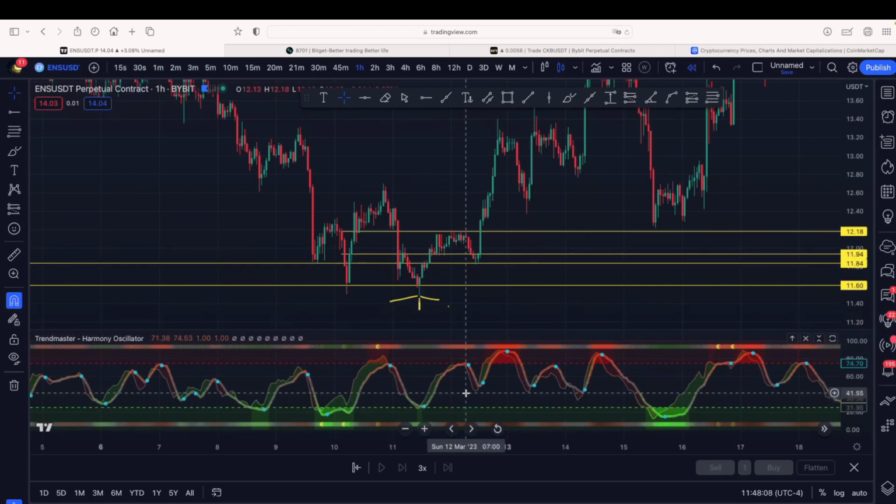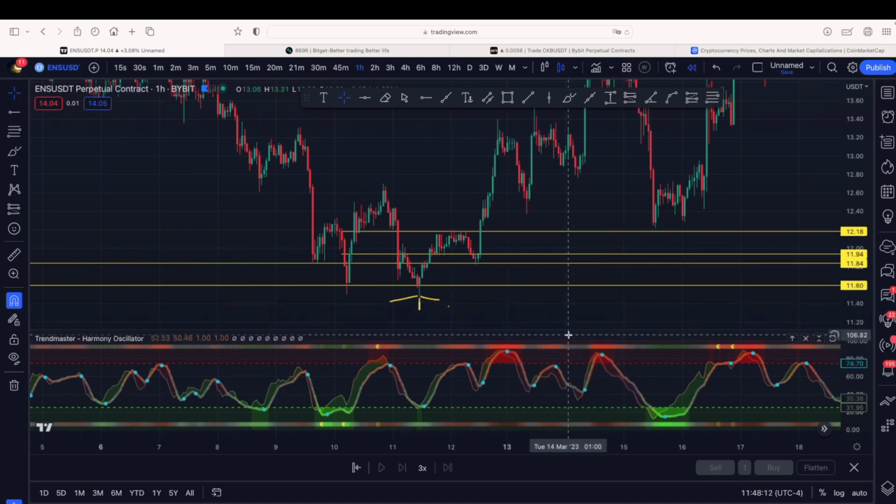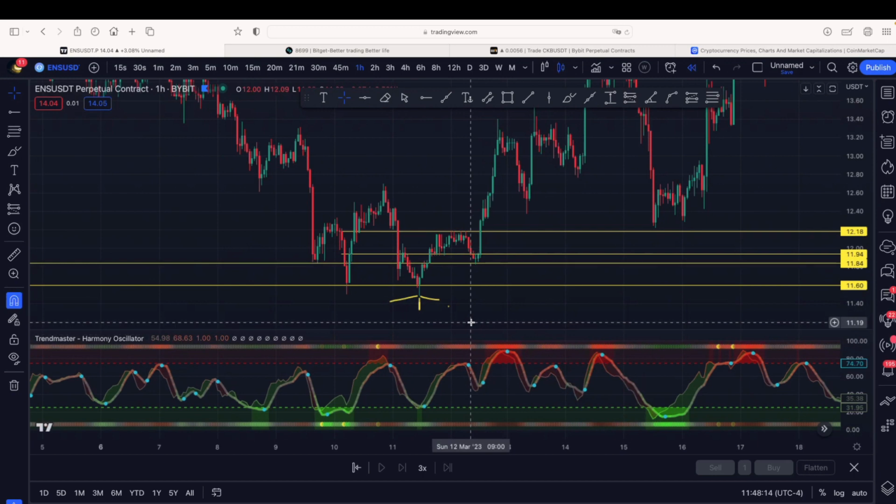Yeah, so anyway, you probably wouldn't have entered right where your arrow was. You would have probably entered at the second point, because that's like your higher low, right? And you're getting a swing test as well.